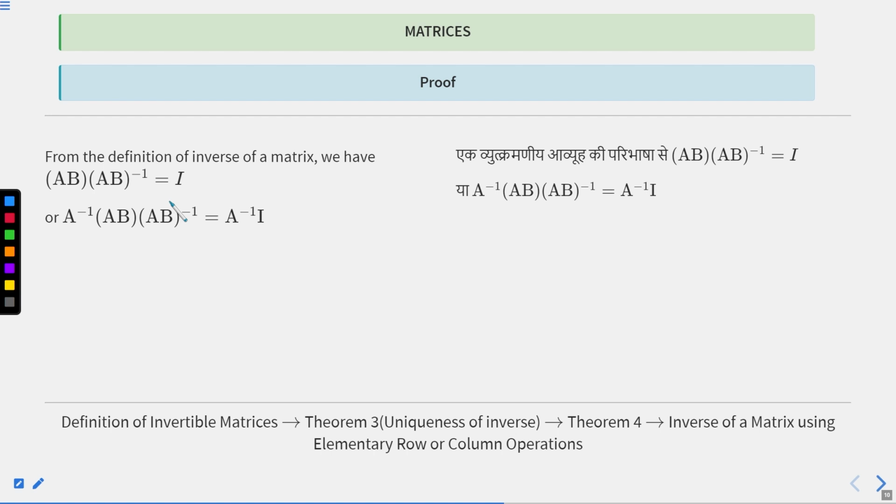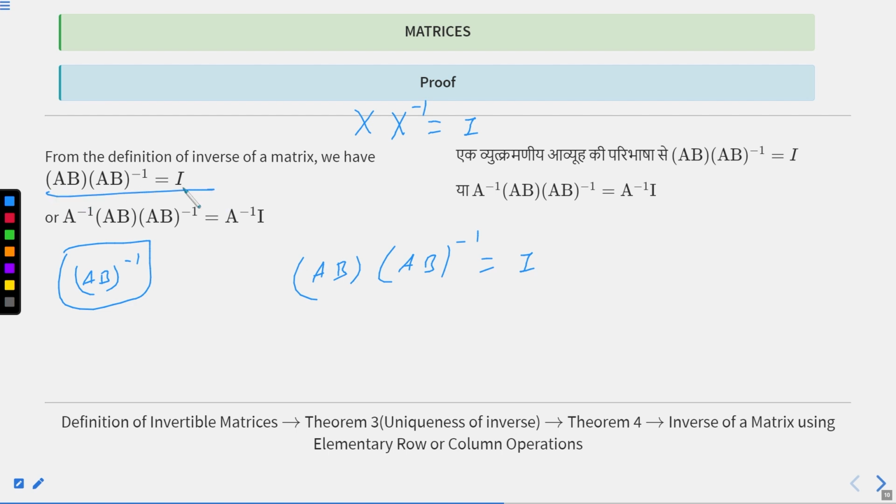So the proof is quite simple, as we know from the definition. So (AB) inverse, we have to find this thing. We know that AB times its inverse will give you the identity matrix. So whatever the matrix AB is, and its inverse will give you the identity matrix. That's why we wrote it like this. Now, in other words, what am I doing? As A is an invertible matrix, this means A inverse also exists. So I am multiplying with A inverse on both sides.